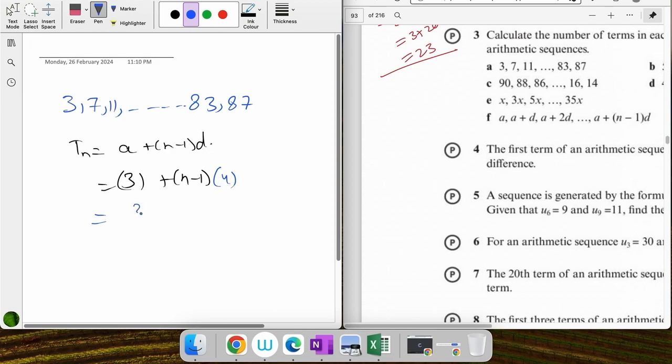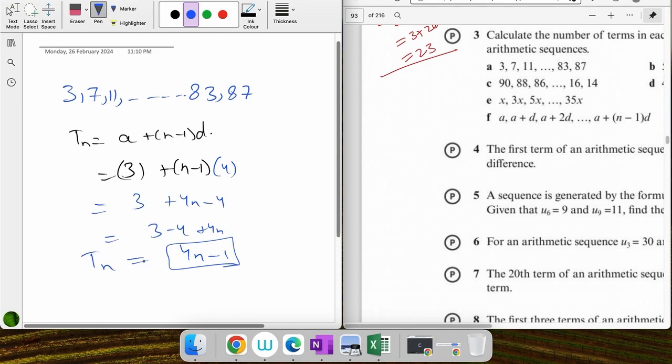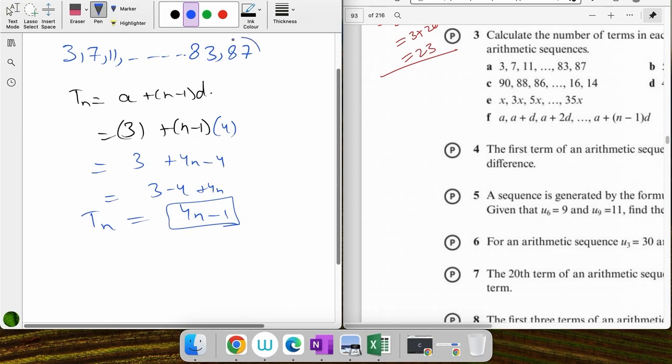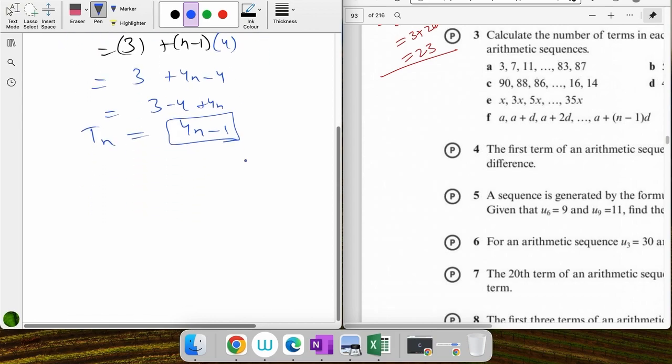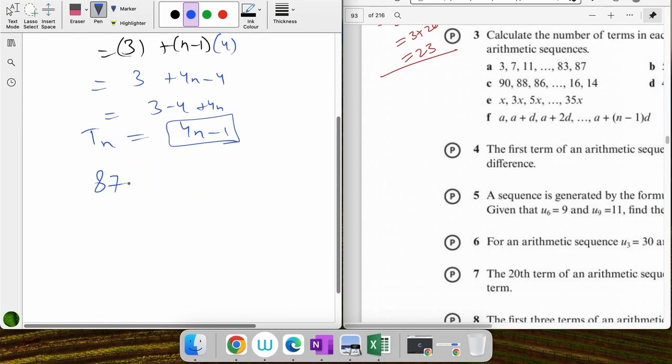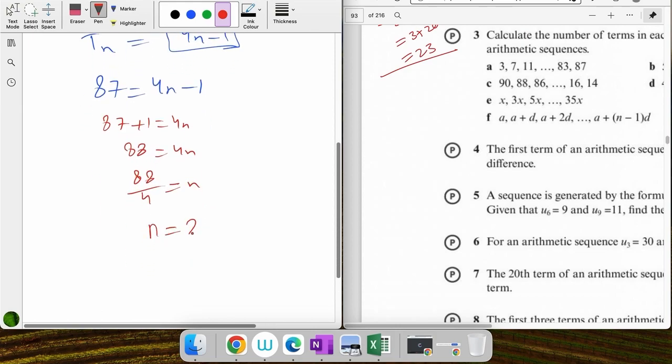4. Simplifying, 3 plus 4n minus 4. So 3 minus 4 plus 4n is 4n minus 1. Now this is the term number. Now I'm looking at the last number, that is 87. So if I just put 87 right there and see what n comes out to be, 87 plus 1 is equal to 4n. 88 is equal to 4n and 88 divided by 4 is n, and n comes out to be 22.